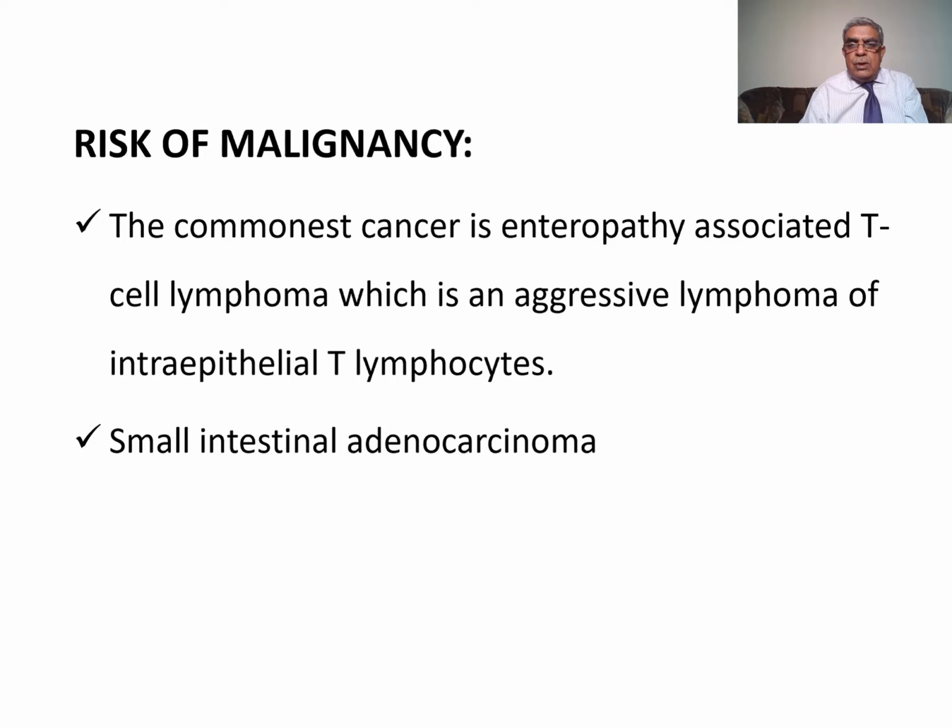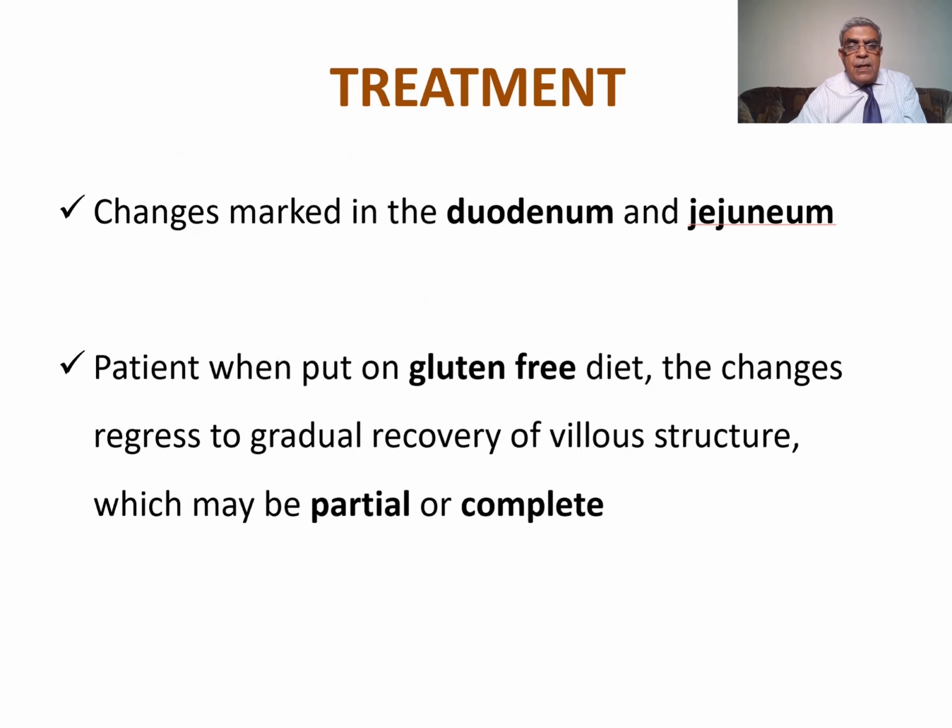almost comes to normal. Risk of malignancy: the commonest cancer is enteropathy-associated T-cell lymphoma, which is an aggressive lymphoma of intraepithelial T lymphocytes. And then there is increased risk of small intestinal adenocarcinoma and carcinoma of the esophagus.